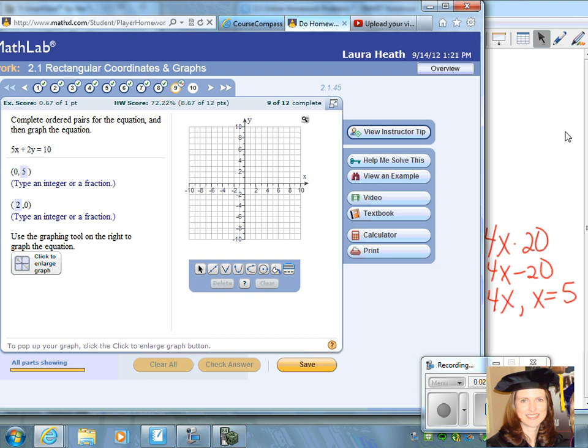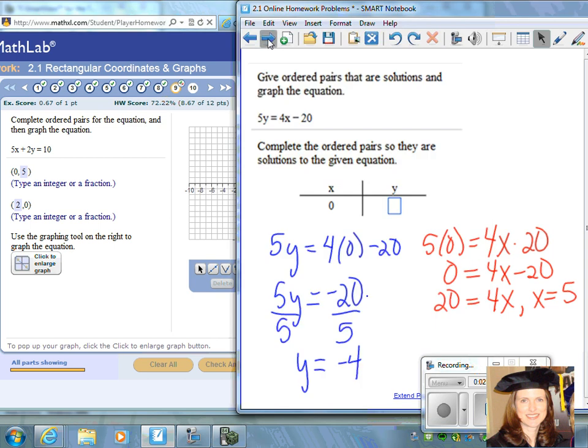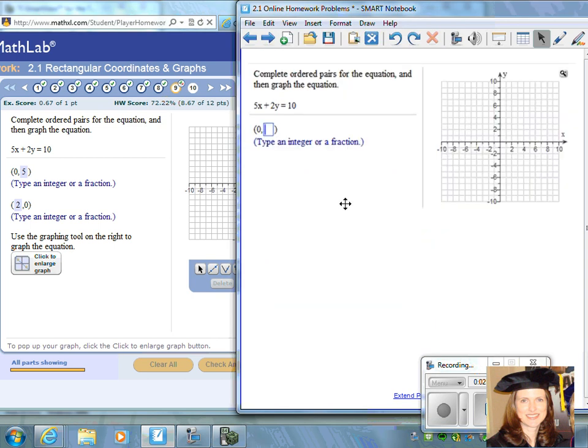Number 9 is similar. Here we want to complete ordered pairs for the equation and then graph the equation. Here we want to find the point that corresponds with 0 in the first space and then a blank in the second space. This is the same thing as in the table. 0 is in the x column, so we need to figure out what goes in the y column.